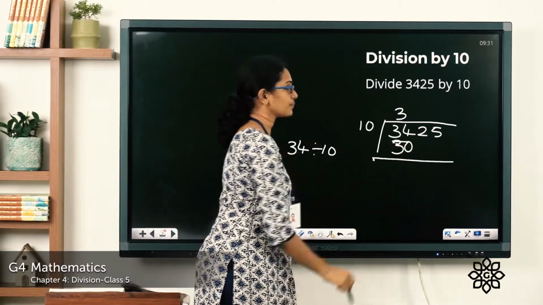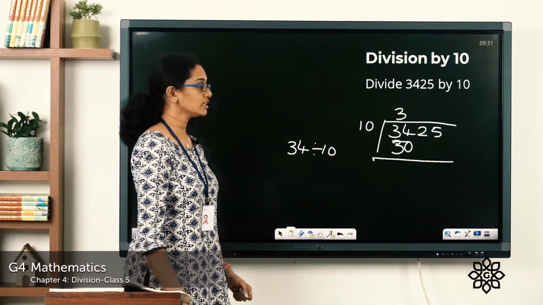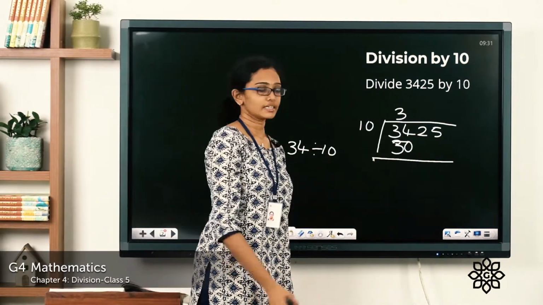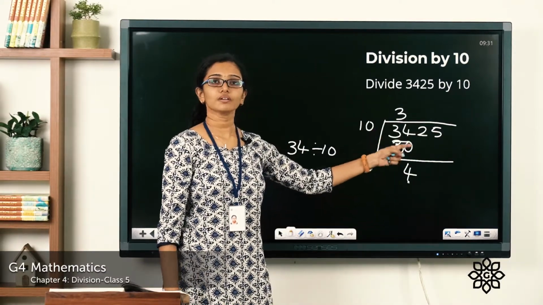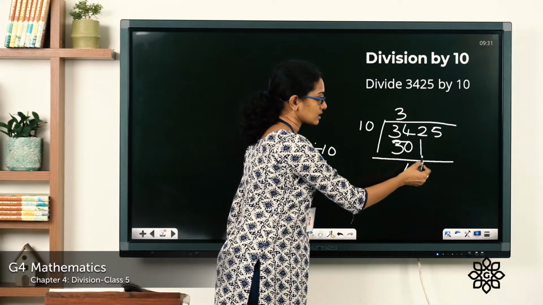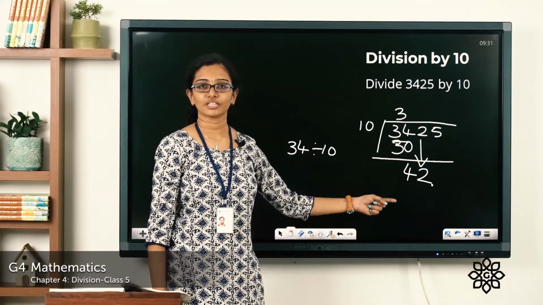Now what is the next step? The next step is to subtract these two numbers, right? So 34 minus 30 is 4. Now what is the next step? To bring down the next digit. So the next digit here is 2. So we bring it down and here we get 42.